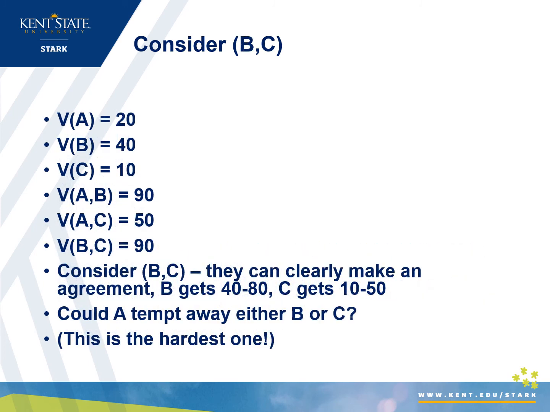Now finally, let's consider the BC coalition. I will say this is probably the trickiest one. Just walking through it, we know that they could clearly make an agreement. That 90 is enough. B is going to get somewhere between 40 and 80, so they'll certainly cover the 40 they could get on their own. C would get somewhere between 10 and 50, so they will certainly get at least the 10 that they could get on their own. So the question then is, is it possible for A to tempt away either B or C out of this coalition?